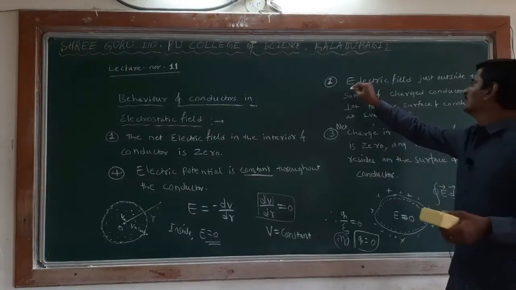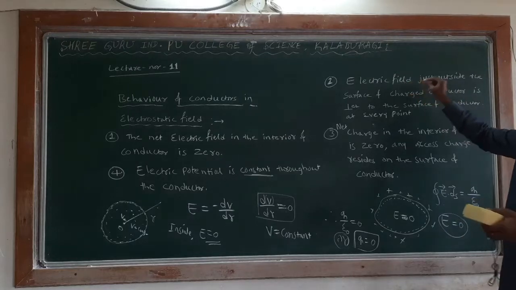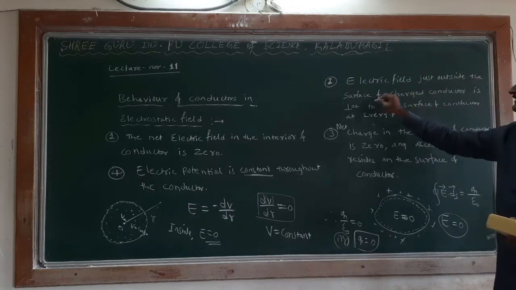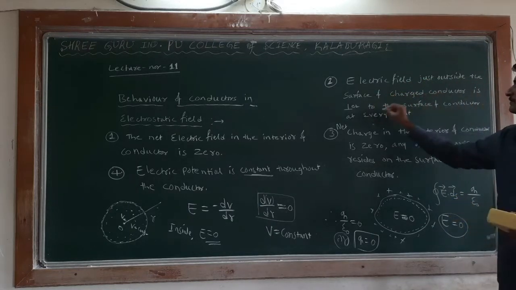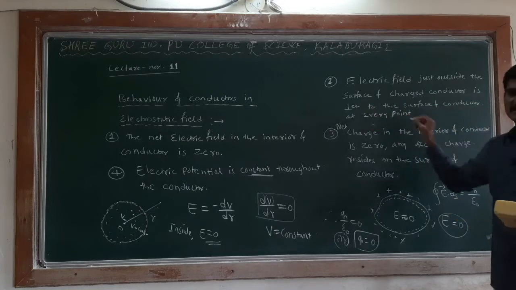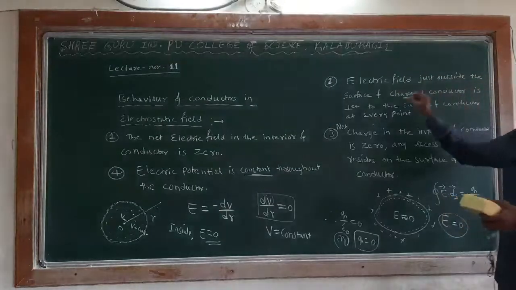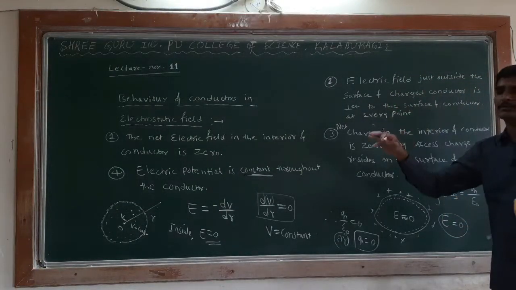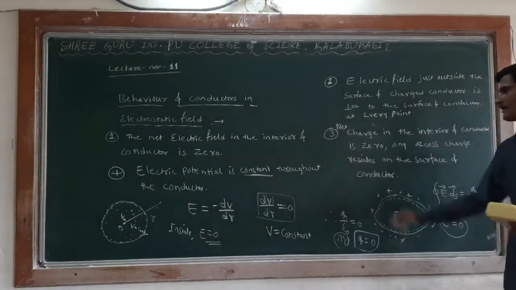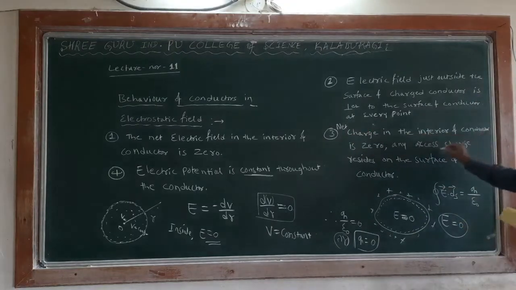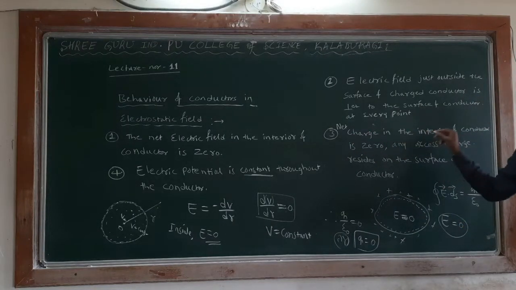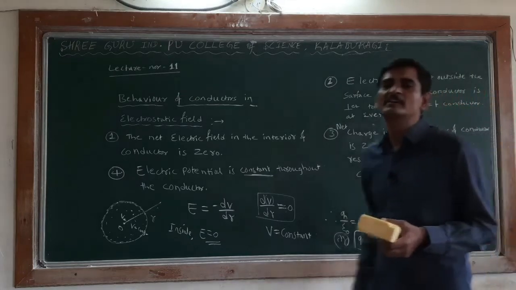The electric field just outside the surface of a charged conductor is perpendicular to the surface of the charged conductor at every point. That is, electric lines of force are always perpendicular to the surface of a conductor. Net charge in the interior of the conductor is 0.